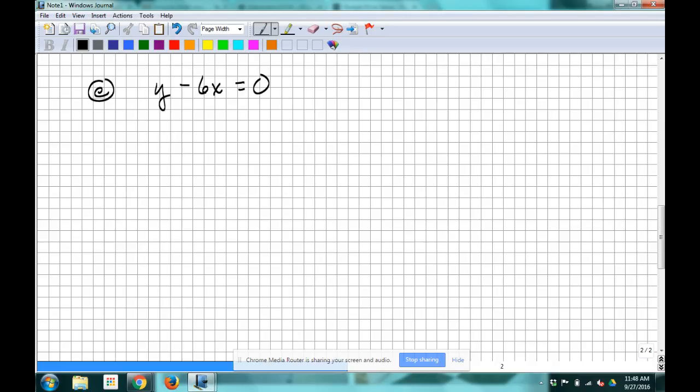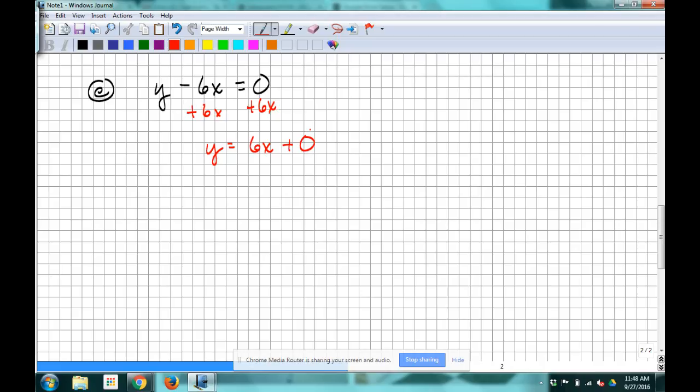How do I get y by itself for this? Add 6x. Add 6x to 0. All right, so I'm going to get y equals not just 6, but 6x. Technically plus 0 out there.